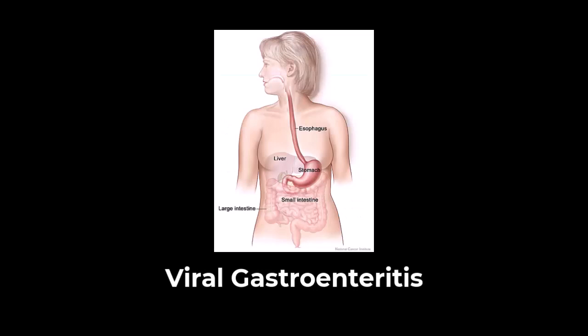Viral gastroenteritis. Viral gastroenteritis is an intestinal infection that includes signs and symptoms such as watery diarrhea, stomach cramps, nausea or vomiting, and sometimes fever. The most common way to develop viral gastroenteritis, often called stomach flu, is through contact with an infected person or by consuming contaminated food or water.